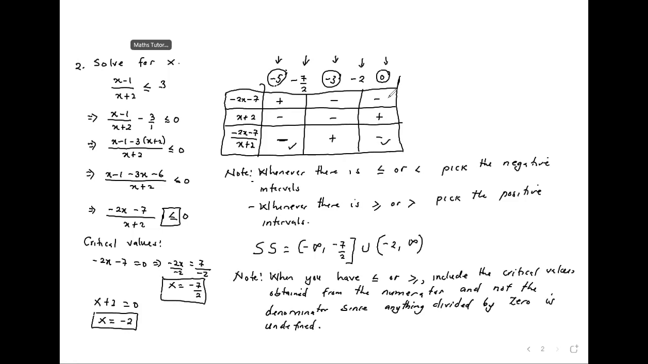So because -2 is on the denominator, we don't include it. Because if you include it, what will happen is that when you use that -2, you get -2 plus 2. It will be 0. So what will be a number on top divided by 0? Undefined. So you take note of that.